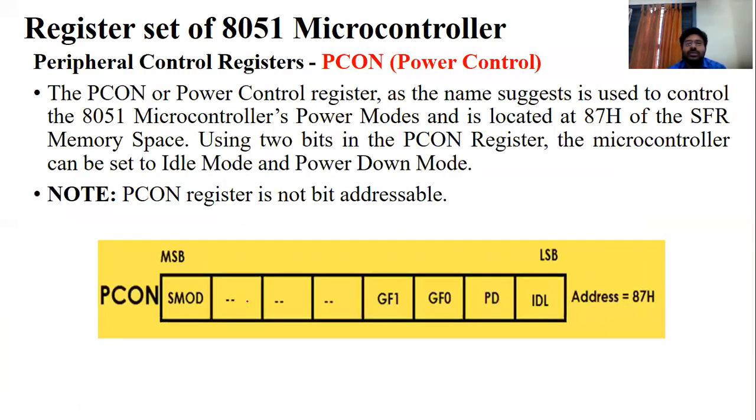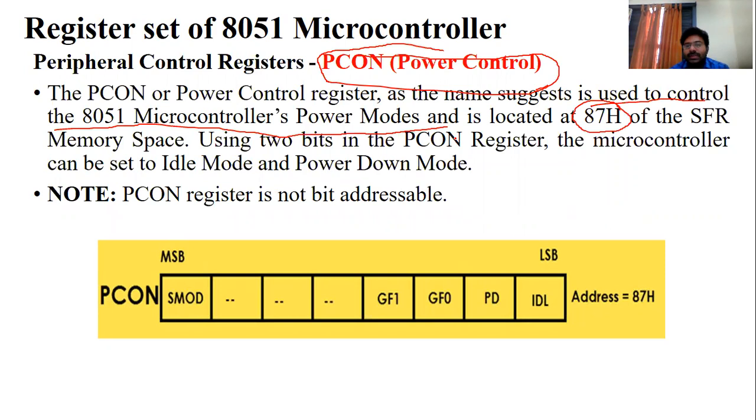Then among the peripheral control registers is the power control register. Remember, PCON means power control register. So what is the use of this power control register? It is used to control the operations of the 8051 microcontroller in terms of power. What is the address of this one? This is 87H, and it is an 8-bit register.